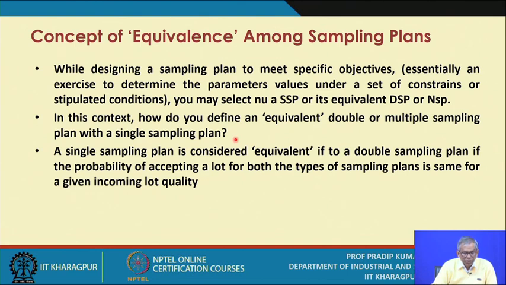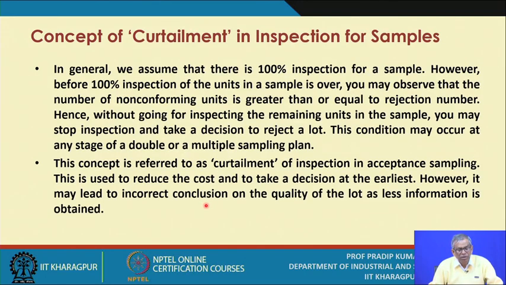Now, a single sampling plan is considered equivalent to a double sampling plan if the probability of accepting a lot for both types of sampling plans is the same for a given incoming lot quality. That means the single plan is considered equivalent to a double sampling plan if the probability of accepting a lot for both types of sampling plans is the same for a given incoming lot quality. Is it clear? I think this is the definition of equivalence between the 2 sampling plans, or among 3 or more sampling plans that we use.